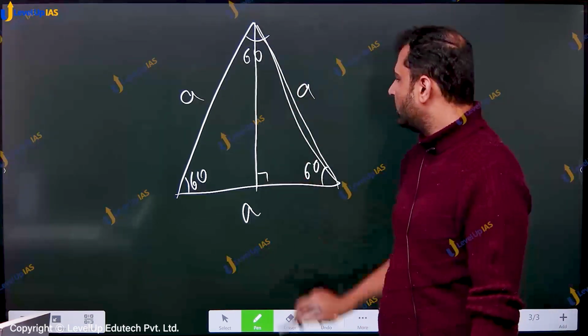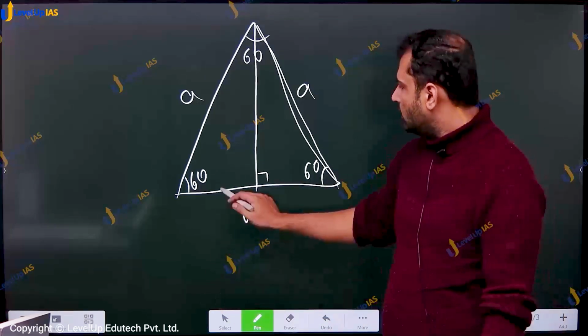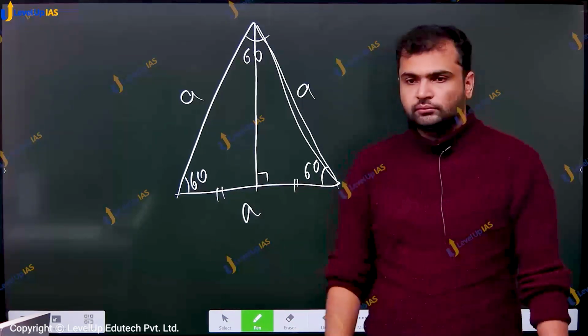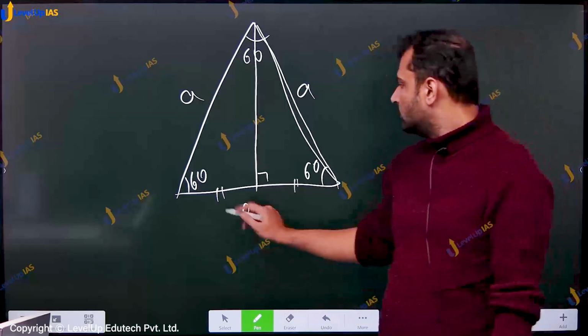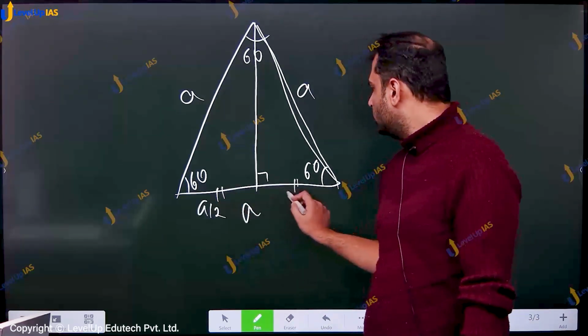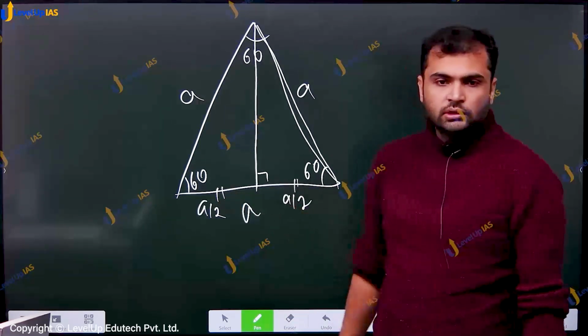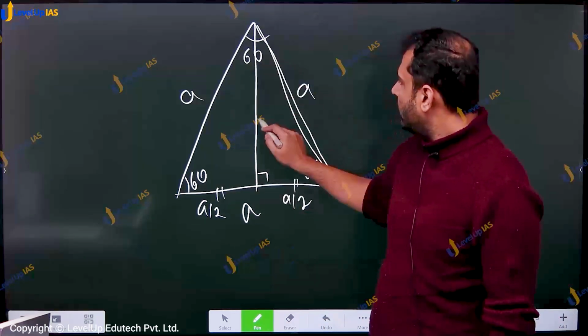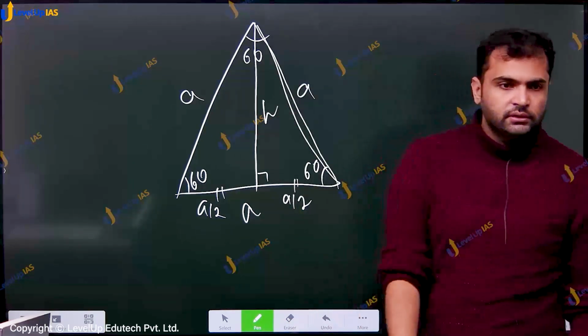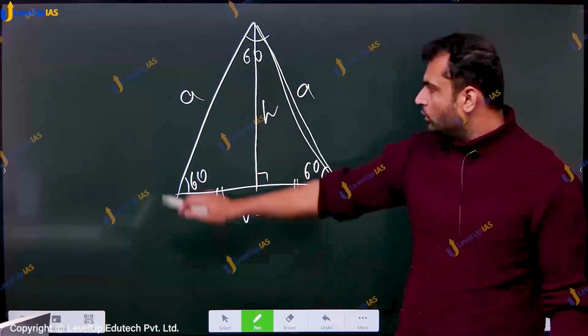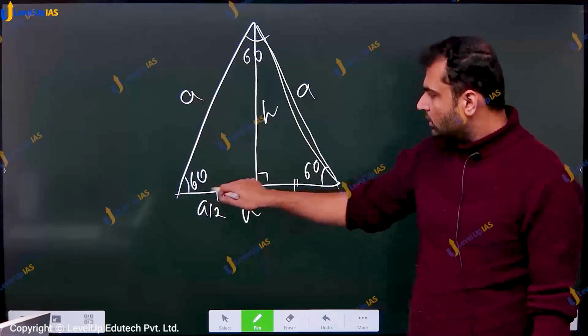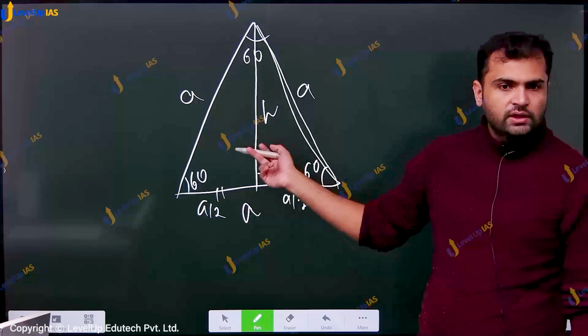If I drop a perpendicular here, of course this would be bisected. The opposite chords would be bisected, so each of them would be A by 2, A by 2. What is this length? Let us call it H, height. You can calculate by Pythagoras theorem. You know the hypotenuse, you know the one side, you can calculate the third side.